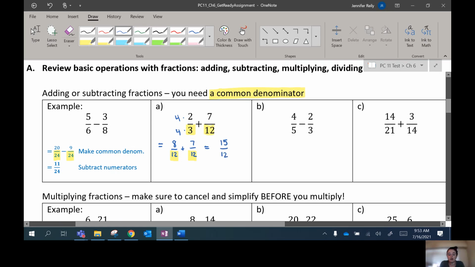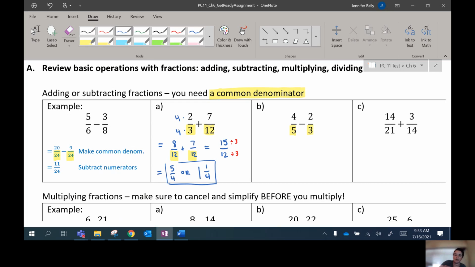And now your final answer should be reduced. So this one can divide by 5. No, sorry, you can divide by 3. So you get 5 over 4. You can also write that as a mixed number. We're not going to worry too much about that in this chapter, so 5 over 4 is totally fine. Okay, next one. And again, you can pause here at any time and work on these on your own.